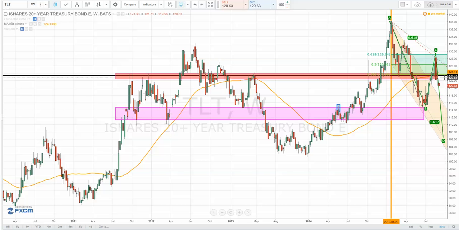Like I said, if you enter at 123, put your stop at 128. That's probably what I do. You're risking 5 points there to target 106. So what's that? 17, right? Risking 5 to get 17. That's a 3 to 1, 3.4 to 1 reward risk. Pretty solid trade on TLT. And that's the basic setup that I wanted to highlight.